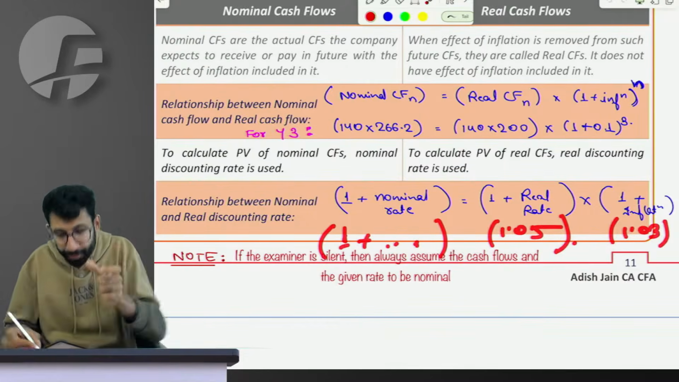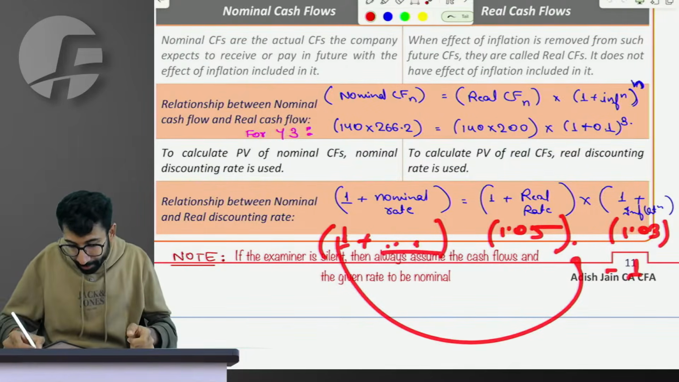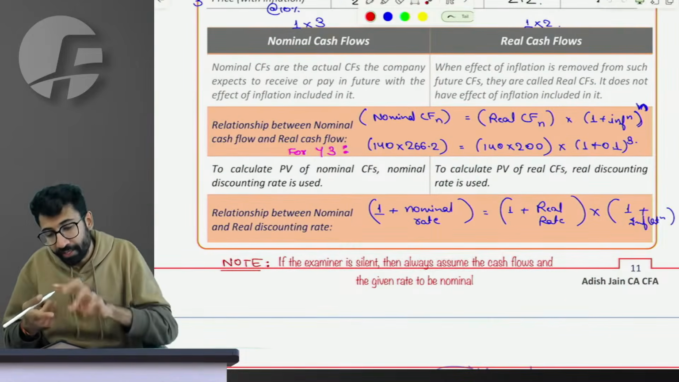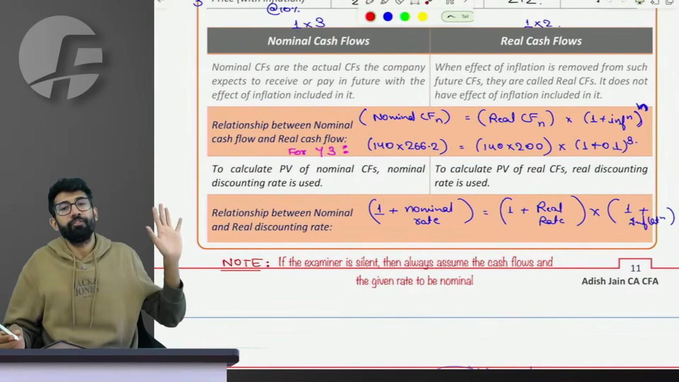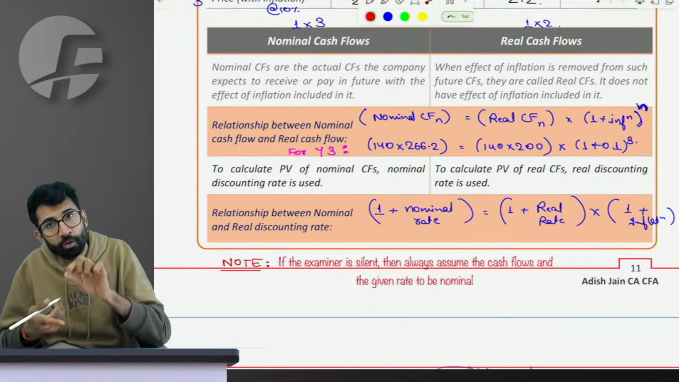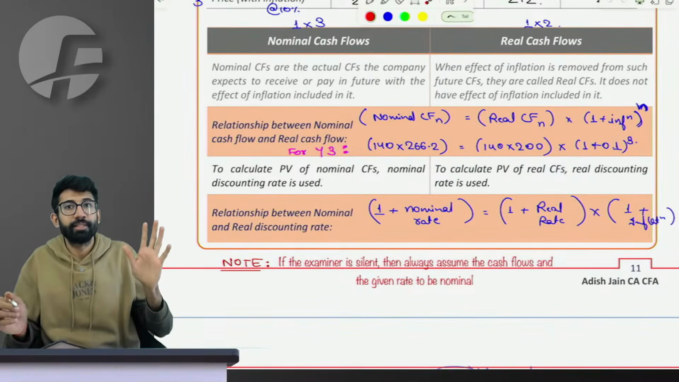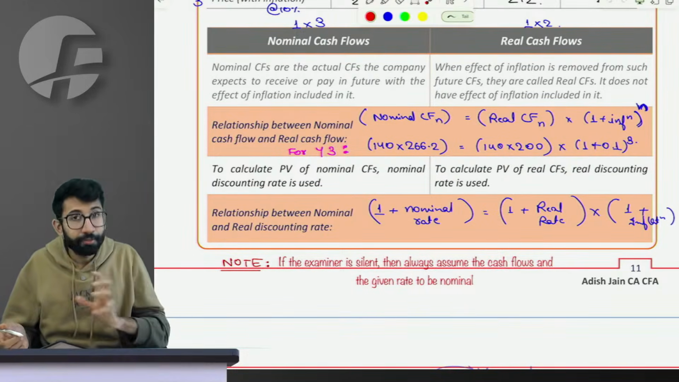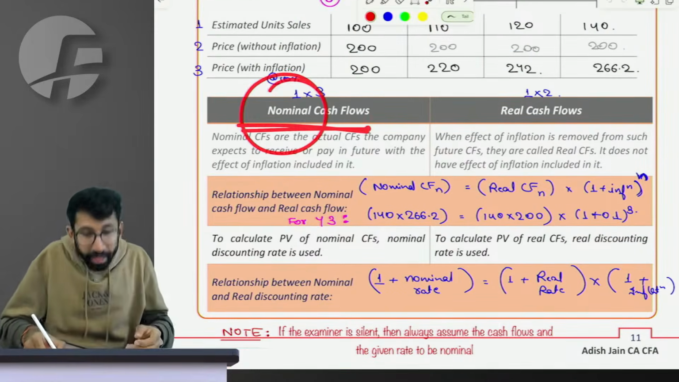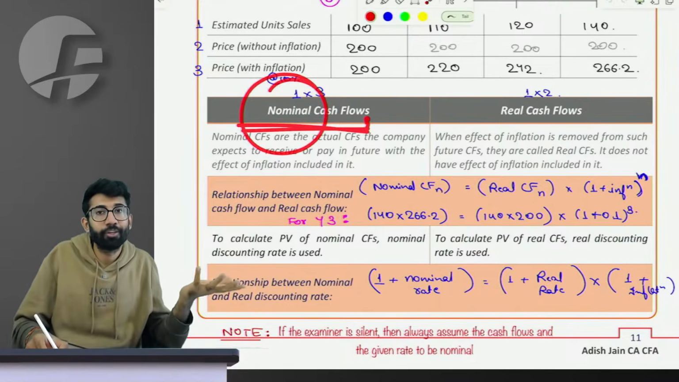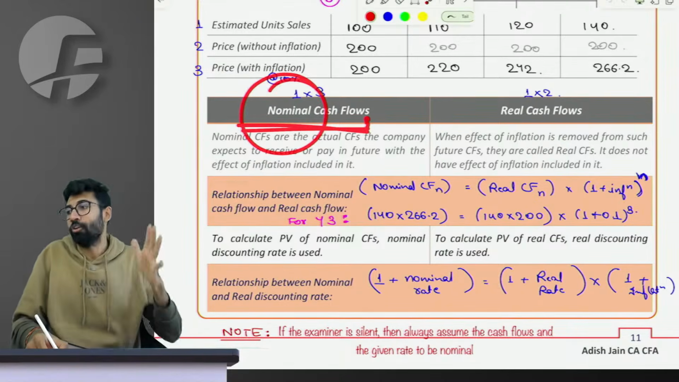1.05 into 1.03 minus 1 as my nominal rate of return. If the examiner is silent, the rate and the cash flows for the entire AFM are always assumed nominal, whether it is advanced capital budgeting or forex or anything else. Only when they say it is real, it is assumed real; otherwise it is always the actual cash flow of that particular point, which automatically includes the effect of inflation, which is obviously nominal.